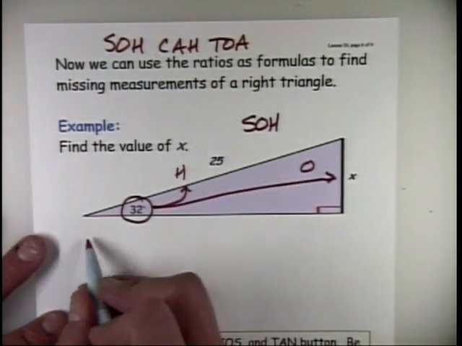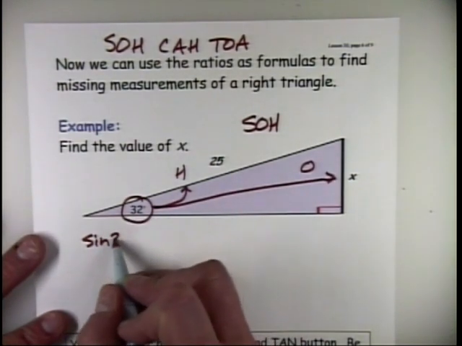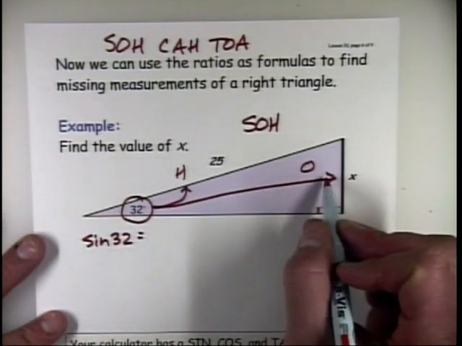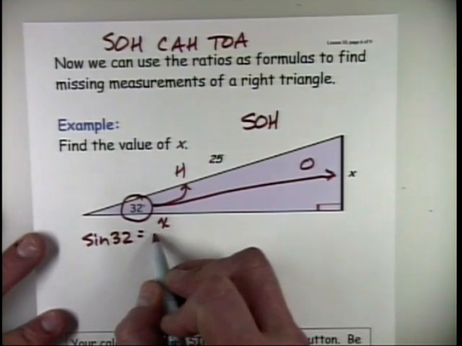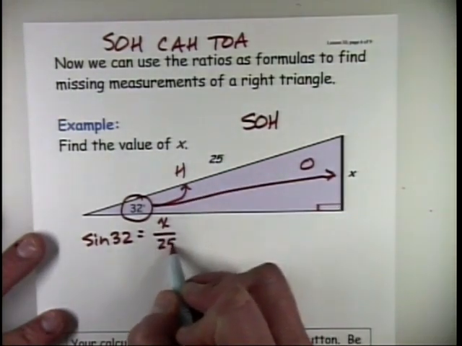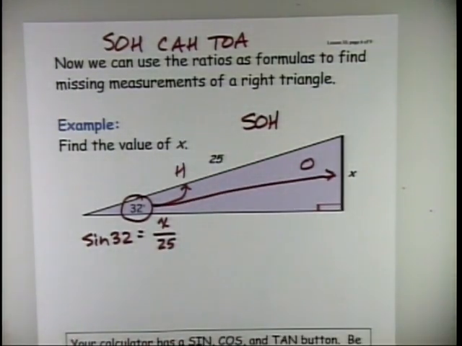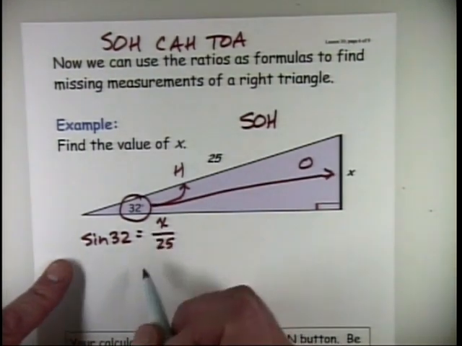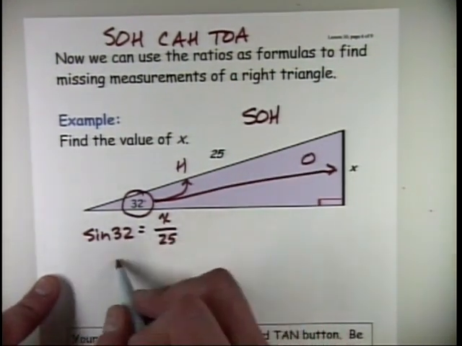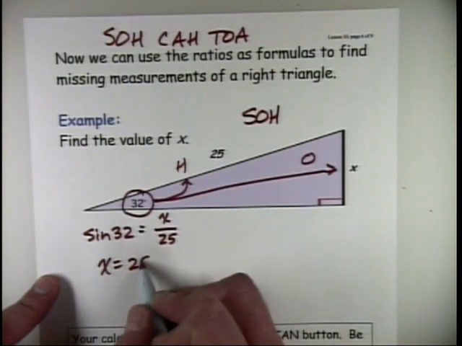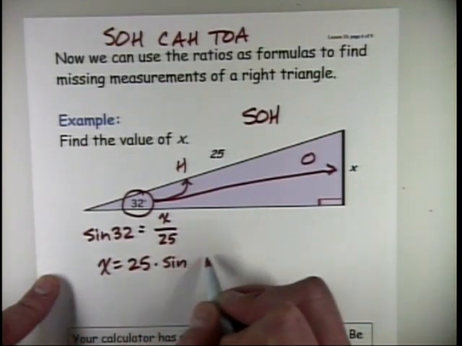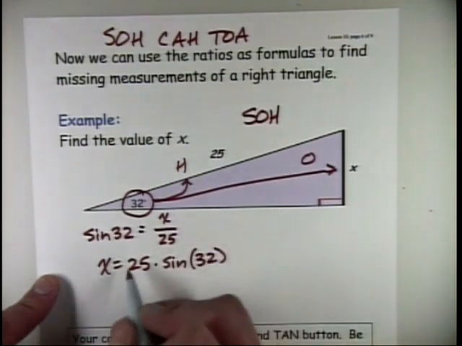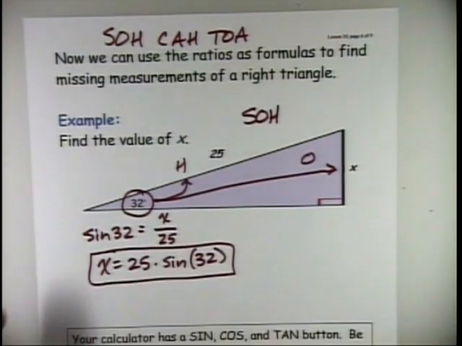So now we'll set it up. Sine of my reference angle, 32, is equal to the opposite side, which we're calling x here, over the hypotenuse, which is 25. We have now set up a little equation. Well, to solve for x, I just multiply both sides by 25, and I get x equals 25 times sine of 32 degrees.